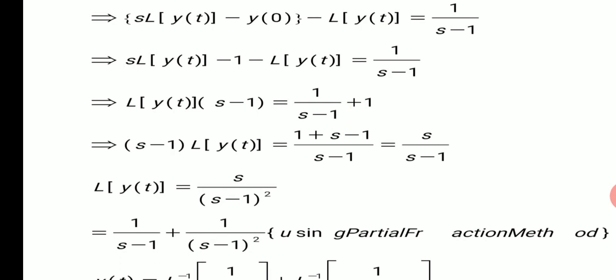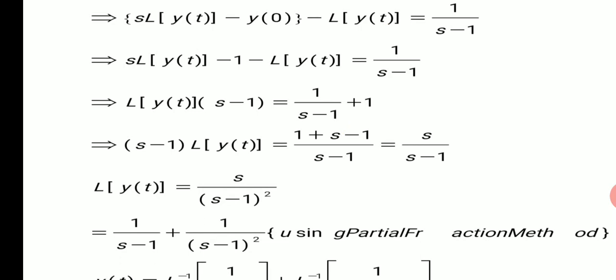The minus 1 is a constant, and then I have to move it to the right hand side, and we get 1 divided by s minus 1, plus 1. Okay, L of y, after taking it common outside, we get s minus 1. Therefore s minus 1 into L of y of t equal to, then I have to simplify that, 1 divided by s minus 1 plus 1, minus 1 is cancelled, we get s divided by s minus 1.